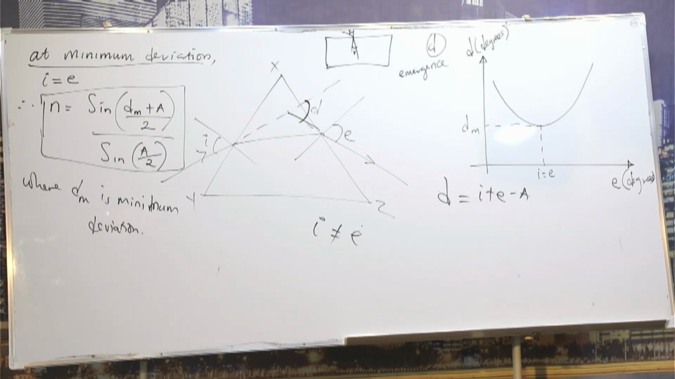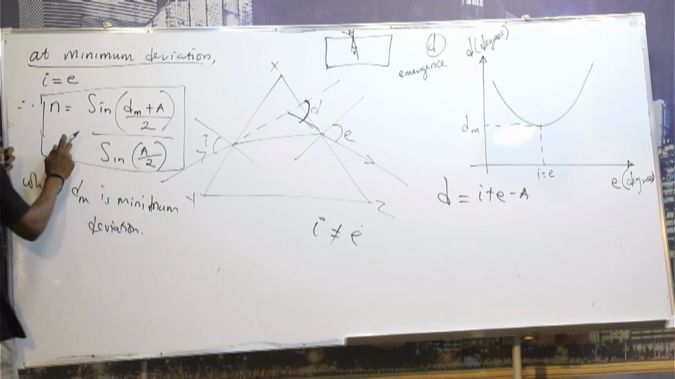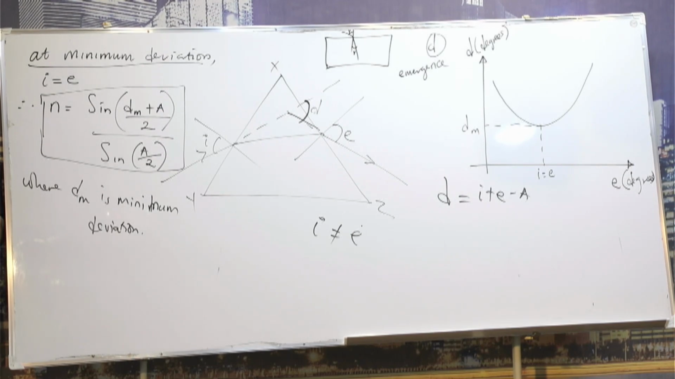Now, at minimum deviation again, pay attention to this formula. This formula is very, very important. In fact, whenever they mention a triangular prism, this is the formula you make use of to find the refractive index. Remember, n here is refractive index. So whenever they mention a triangular prism, this is the formula we use to determine the refractive index.